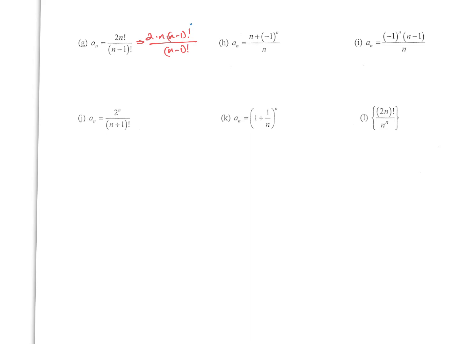So now I can cancel out my factorials. See how that worked? So really my a sub n is 2 times n, right? And so now if I have a limit as n approaches infinity of a sub n, what does it go to? Infinity. So what does that mean? It diverges, all right? Technically it diverges to infinity here, but it diverges, we're done. All right, let's look at h. So now we have n plus negative 1 to the power of n over n. So if I take a limit as n approaches infinity, what do I get?